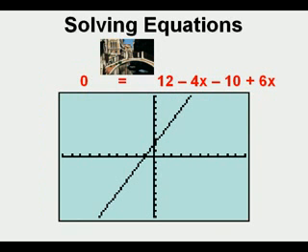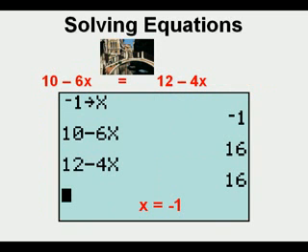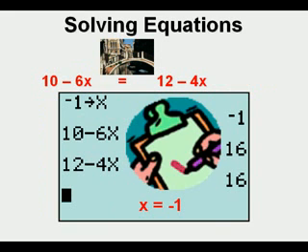Let's check -1 is the right answer by going back to the original equation, store -1 for x, then enter each side of the equation and see if you get the same thing. And since both sides are 16, we know that -1 is the correct solution. Check.